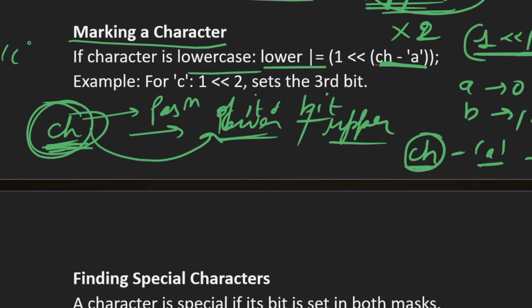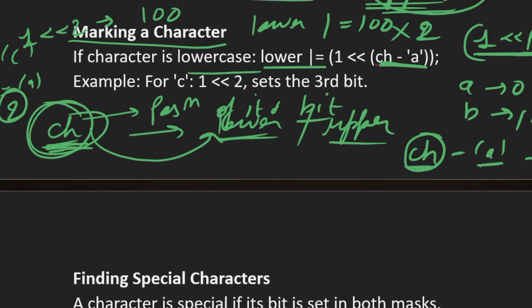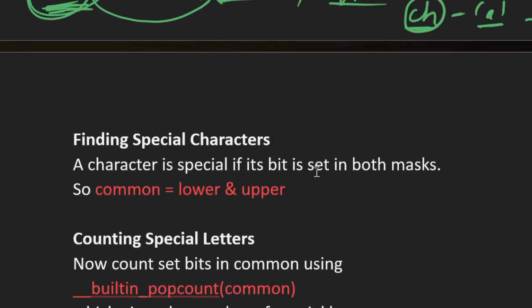Let's say we have character c. When we do c minus a, we get 2. Then when we left shift 1 by 2, we get 100. Then when we do lower or-equals 100, this bit in lower will be set to 1. If we start counting from the 0th bit, it will be the second bit; if we start with 1, it will be the third bit. That shows that c is present in the word.